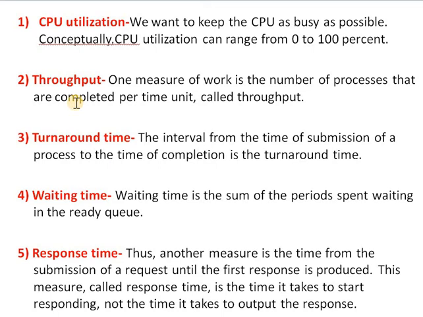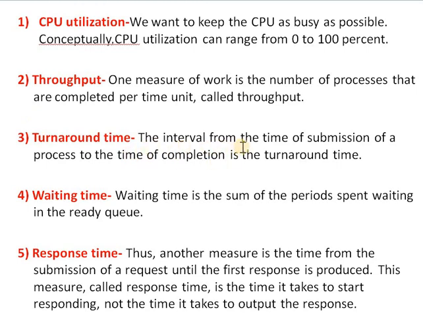The scheduling algorithm must look to maximize the number of jobs or processes per time unit. For choosing any algorithm, we want to consider the throughput criterion because we want to maximize the throughput in process execution. That means the number of processes that are executed in a particular time. That is throughput.